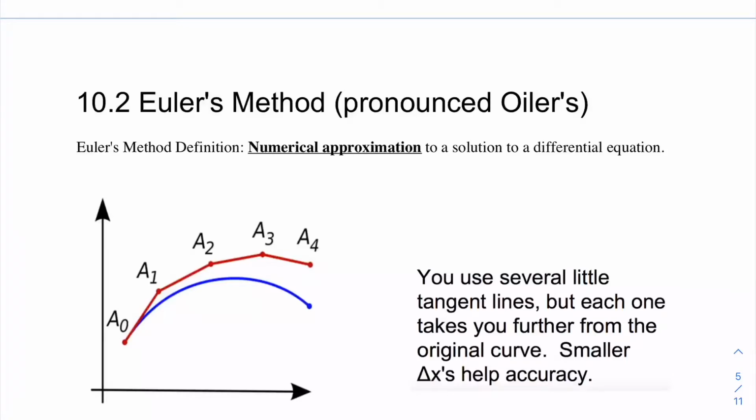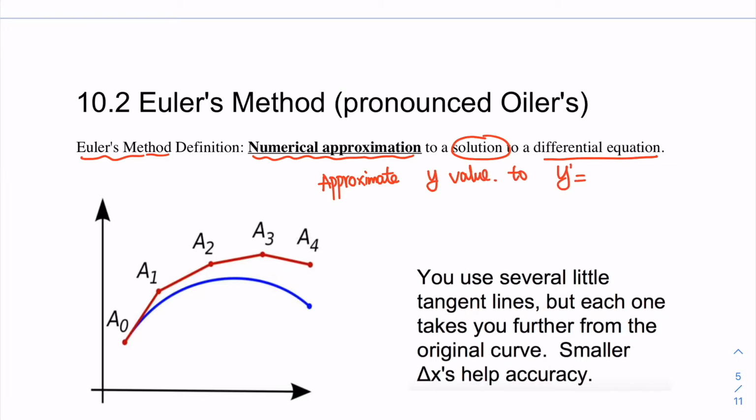Today we are going to finish 10.2 Euler's method. Euler's method is a numerical approximation to the solution of a differential equation. We are trying to approximate the y value to any differential equation, for example, y prime equals e to the x plus something like this. So let's have a look at how we do Euler's method.